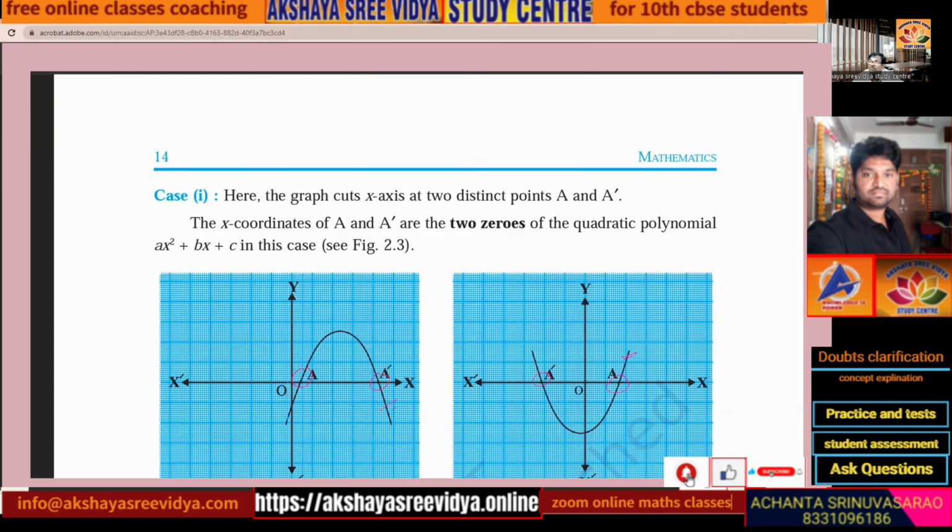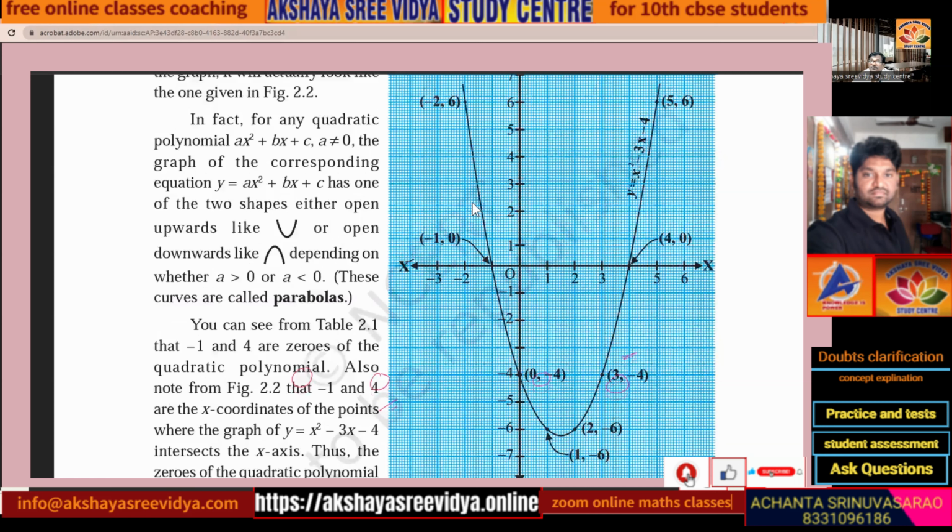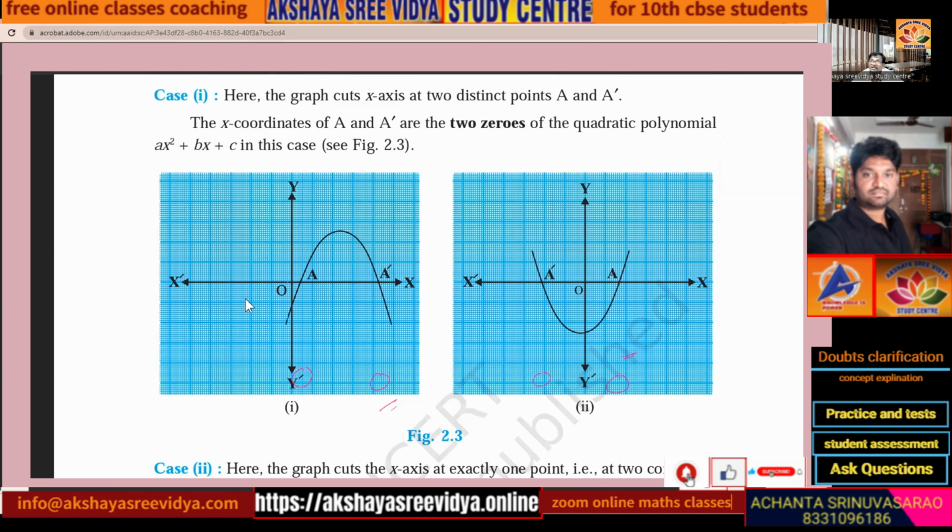See that the two shapes either open upwards or open downwards, depending upon the parabolas. These curves are called parabolas. This is the open upwards parabola. This is the open downwards parabola. Case 2.